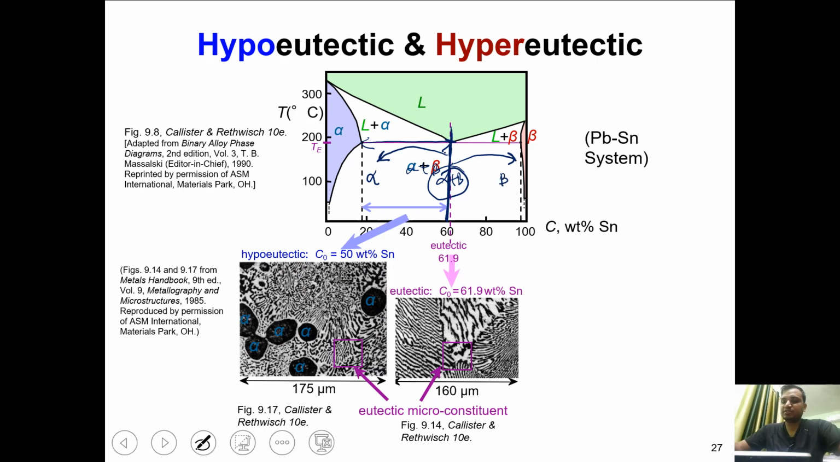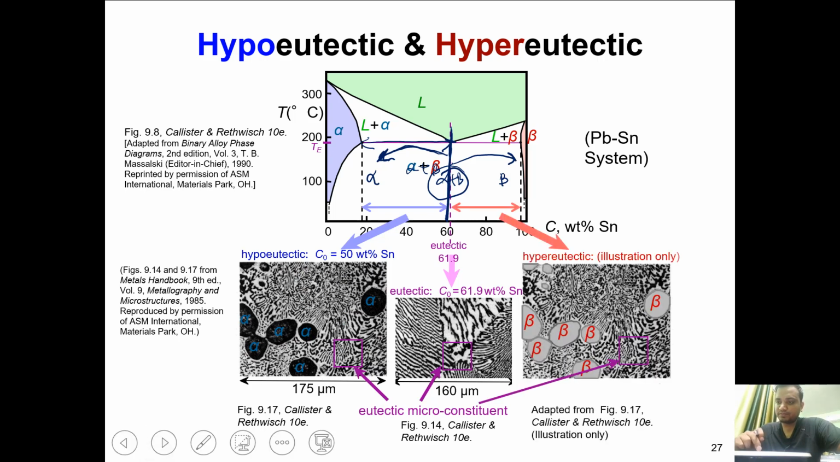Okay, so towards the left we have this lamellar phase, and along with that we have extra alpha, and towards the other side you can see there are some beta phases also. Now this is the eutectic point. Just to the left, with lesser composition than the eutectic, it is called hypoeutectic. Above this, it is called hypereutectic.